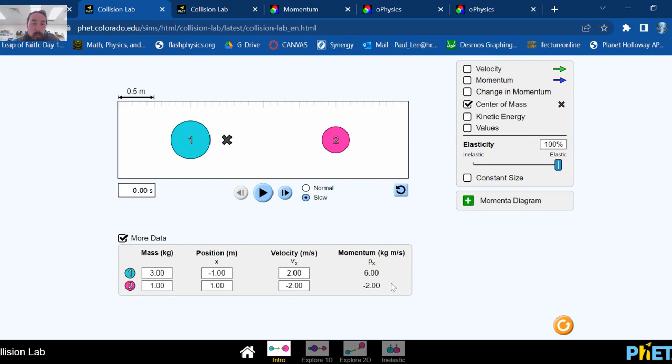We see that object 1 has a momentum of 6, and object 2 has a momentum of -2. So the center of mass has a momentum of +4. So what this means is that the X will be moving towards the right even after the collision. So let's take a look here. It's moving to the right, post-collision is still moving to the right.